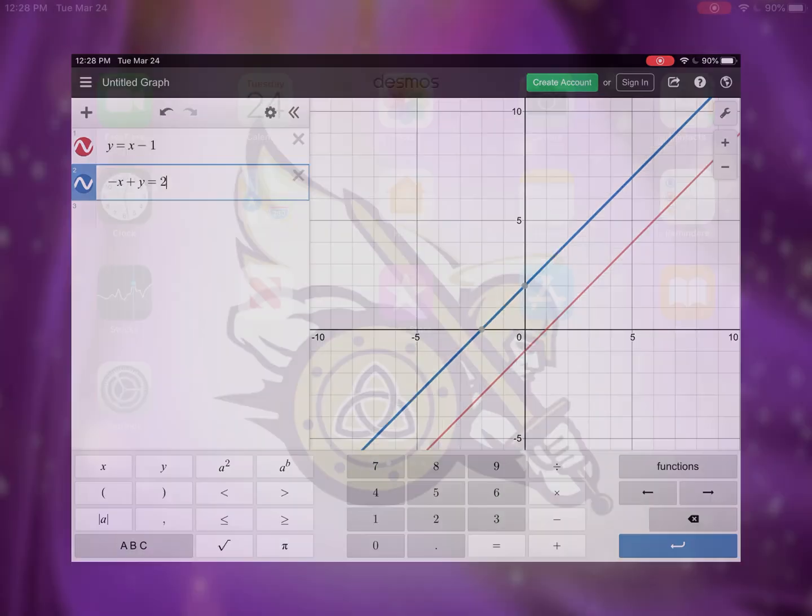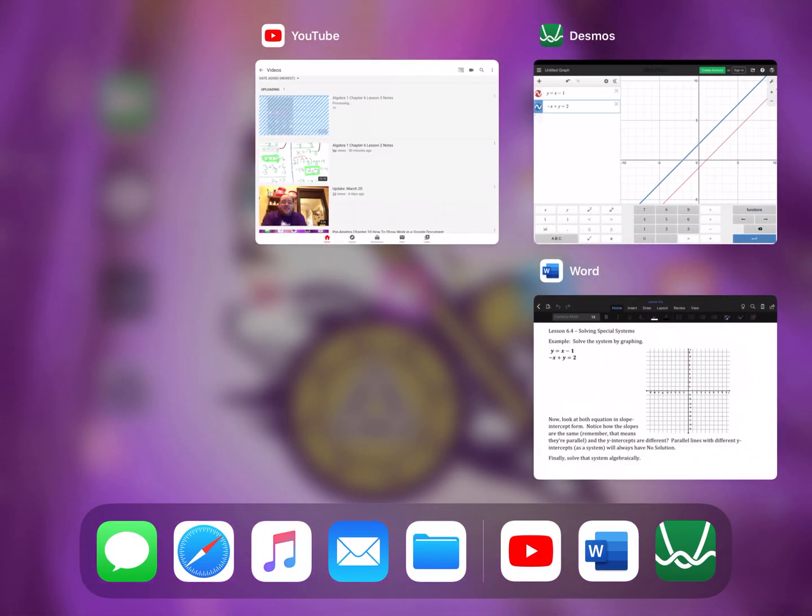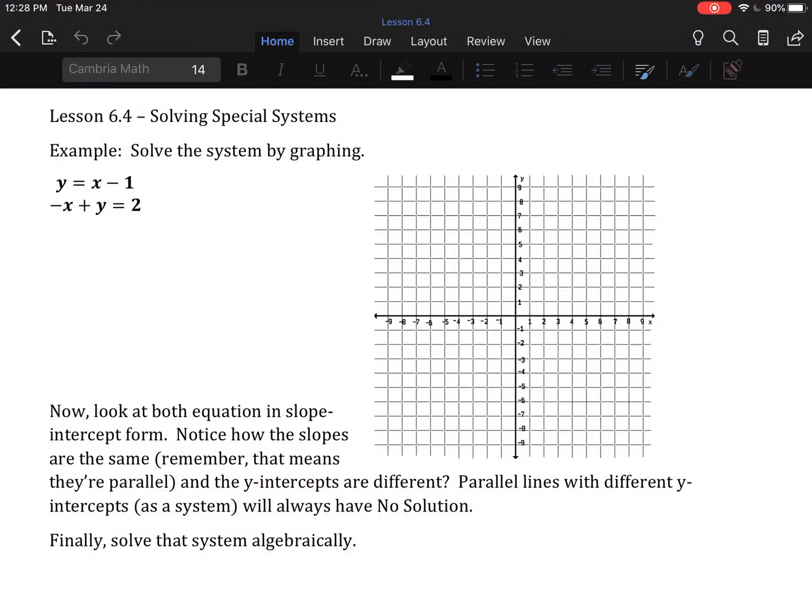So, parallel lines. What does that mean? Parallel lines with different y-intercepts means they don't intersect. And if you don't intersect, there's no solution to the system. Algebraically, what would that mean? Because you're not going to be able to graph all of these. There will be problems I mandate that you solve using elimination and substitution.